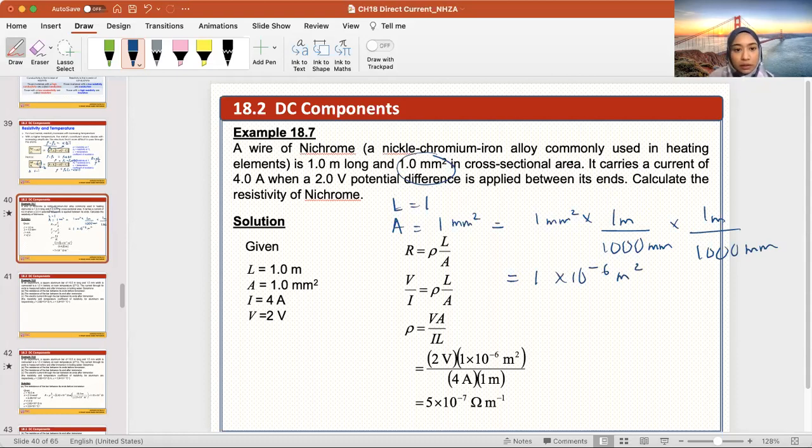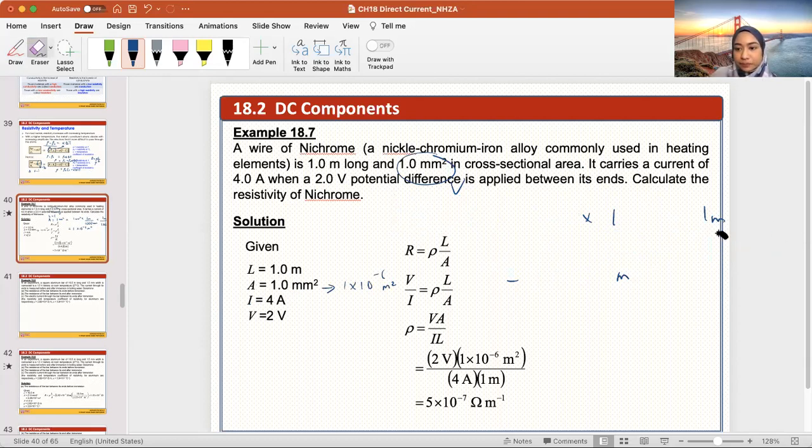It carries a current of 4 ampere. Okay, 4 ampere. So L is 1, A is this, I is 4 ampere. It carries a current of 4 ampere when a 2 volt potential difference, so this is your battery V, is applied between its ends. Calculate the resistivity of nichrome. So let's try to visualize how this thing is. So this guy is 1 times 10 to the minus 6 meters squared. Let's try to visualize what's going on here.